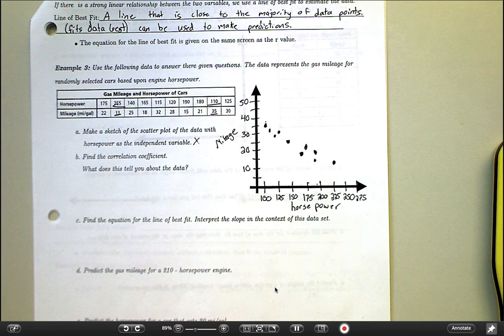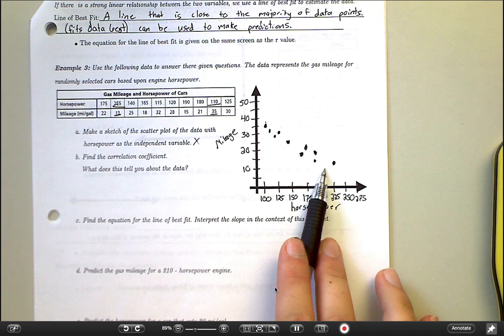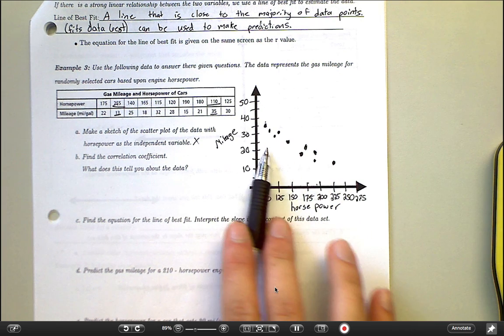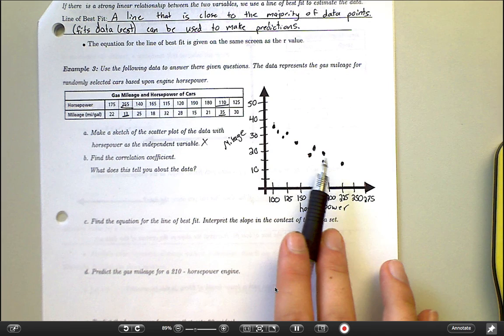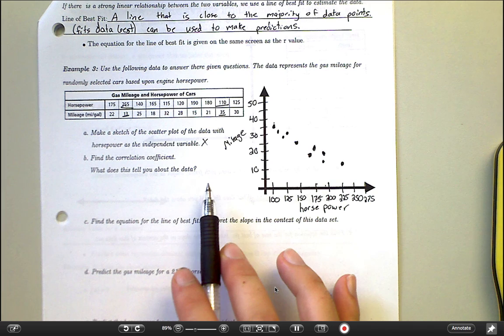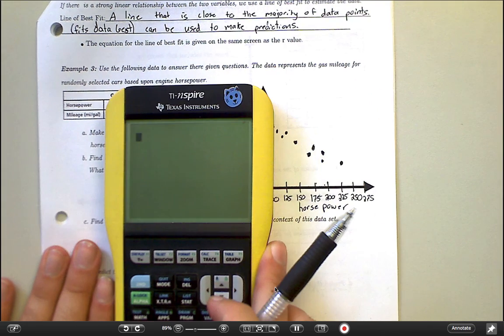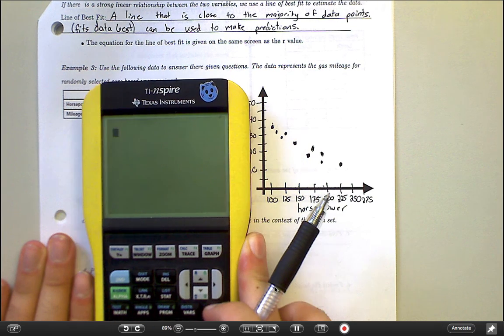So that's roughly what our line looks like, or our scatter plot. And if we look here, we can see this has a pretty general trend downward. So I should have a negative correlation as we start to look at this. And that really is our next step, to find that correlation coefficient, which is where we want to bring in our calculator.